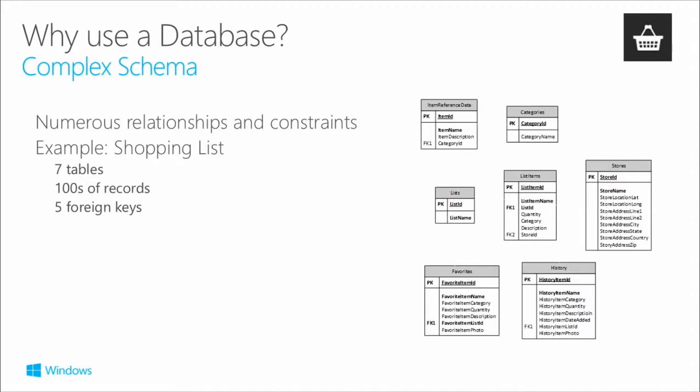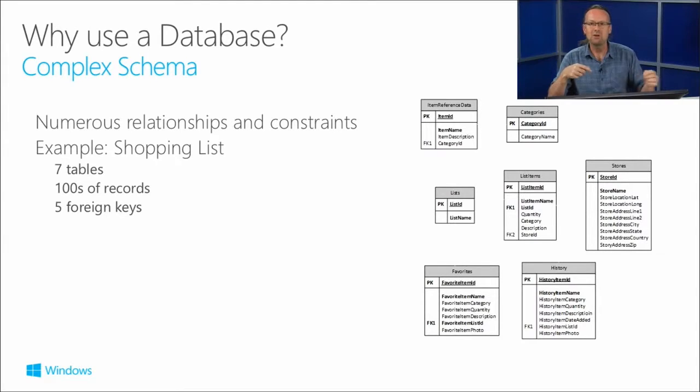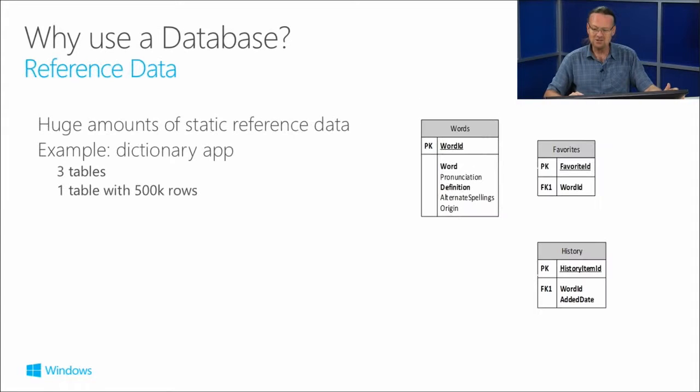Sorry, I'll go back. So you've got lots of different tables where there might be hundreds of records, and there's lots of foreign keys so that you've got links between one table and another. One column in a record in one table stores a reference to a record in a different table. You've got these relationships in there. That's the classical relational database arrangement of data. So this is where you've got numerous relationships and constraints.